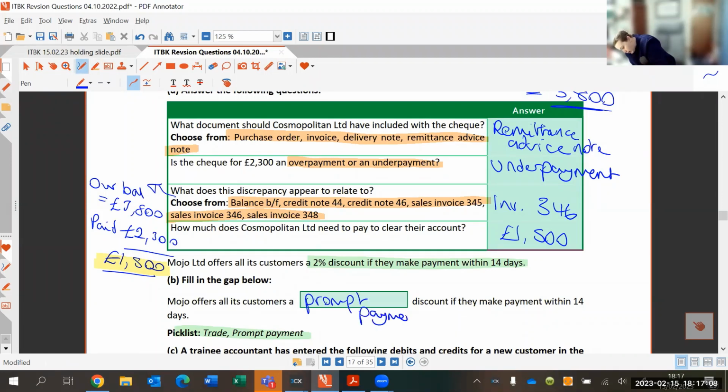Unfortunately, my writing is a bit too big, so I had to put it across 2 lines, but well done. Trade discount is to encourage regular custom. Prompt payment discount is to encourage early payment. And bulk discount is to encourage purchasing in high quantities, if you needed that one as well.